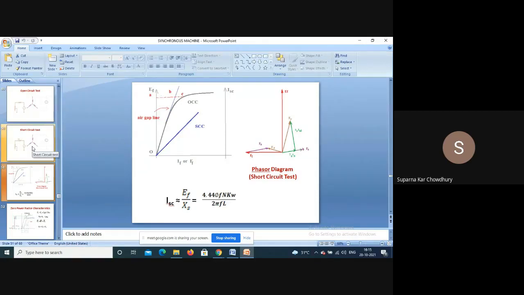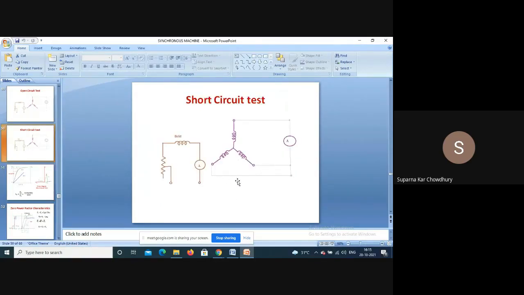Then we have the short circuit test. For the short circuit test, the terminals are shorted through an ammeter, and again the field current is varied. Obviously, we cannot supply the rated field excitation, because then the short circuit current will be excessive. So a lower value of field excitation is given, so that the current circulating in the stator does not exceed the rated value.